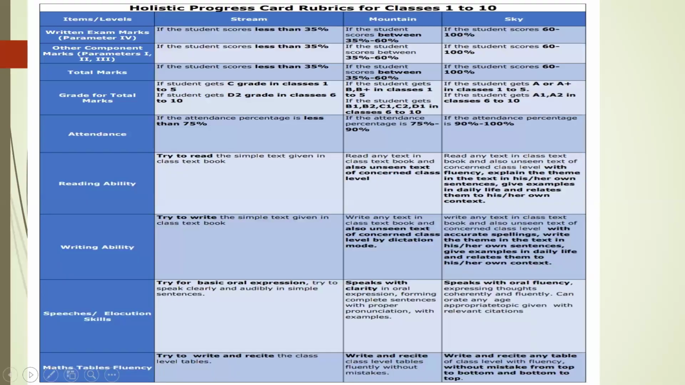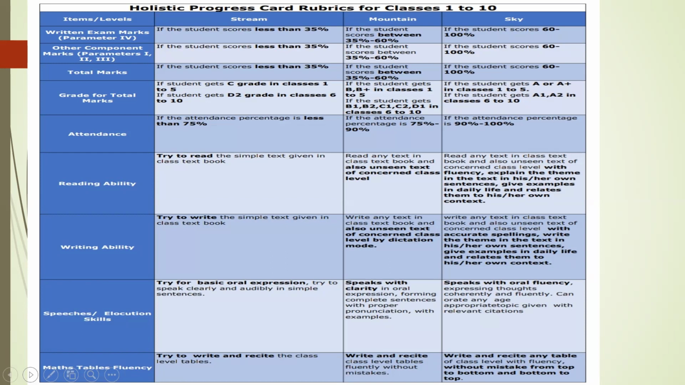So a few areas of rubrics used in the holistic progress card for classes 1 to 10 are, and their grading system is based on stream, mountain, and sky. Stream is for the beginners, needs improvement. Mountain means can improve, and sky means proficient. So the grading system is stream, mountain, and sky. Stream is less than 35%, mountain is between 35 to 60%, and sky is 60 to 100%.